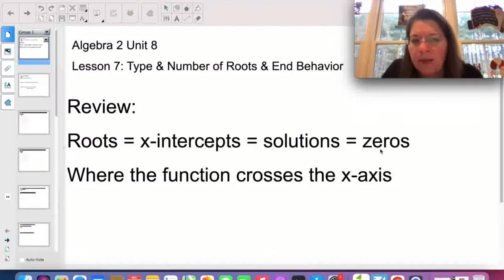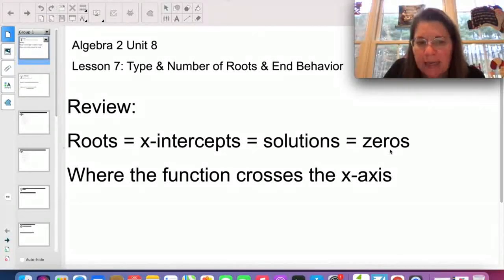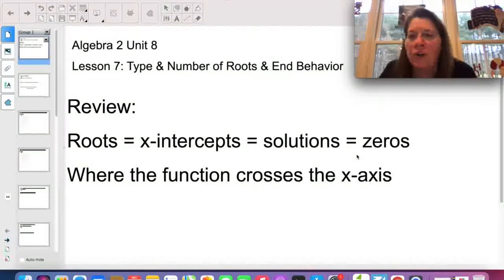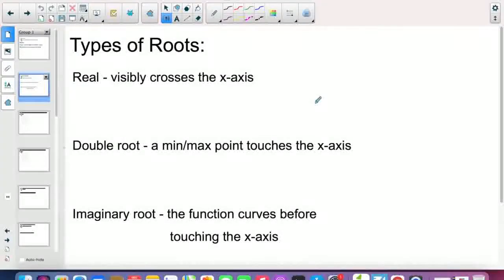So the x-intercept has four different names: roots, solutions, zeros, and x-intercepts. And that basically means where the function crosses the x-axis. There are several different types of roots, and we've talked about these before. A real root is a root that visibly crosses the x-axis. So you might have an xy coordinate system, and then you've got some sort of polynomial function graphed. And in this polynomial function, this crosses the x-axis at three distinct points.